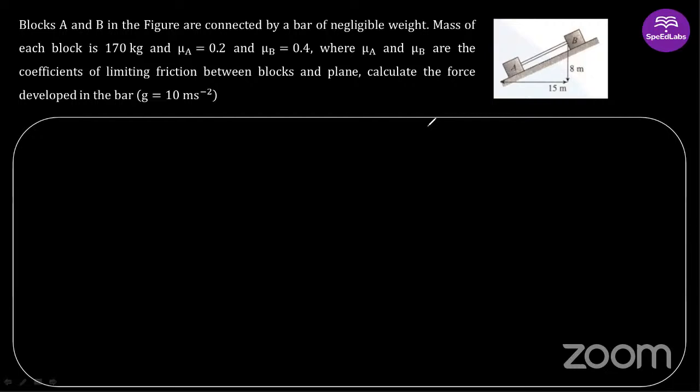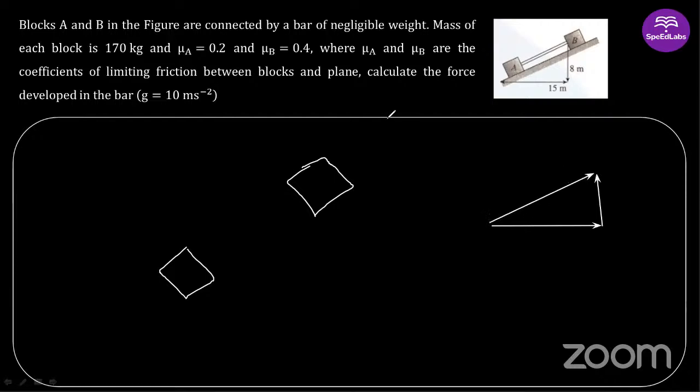So how much force is being developed in the bar? They are connected by a bar, the mass of each block is given, and the coefficient of friction is also given, with limiting friction. You have to look at them separately. First forget about the bar: this is one block, this is the other block. What are the forces acting? I am talking about mg sin theta and mg cos theta. The 15 and 8 are given in the figure.